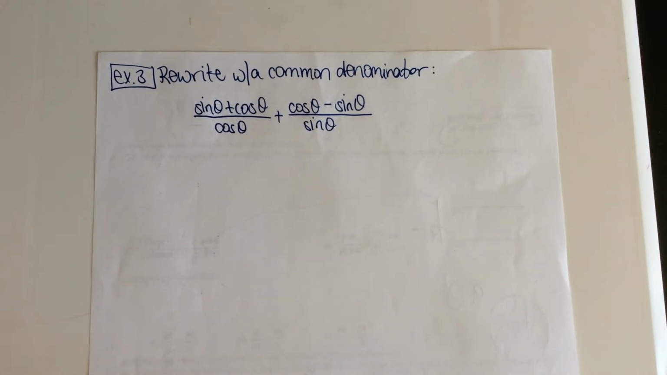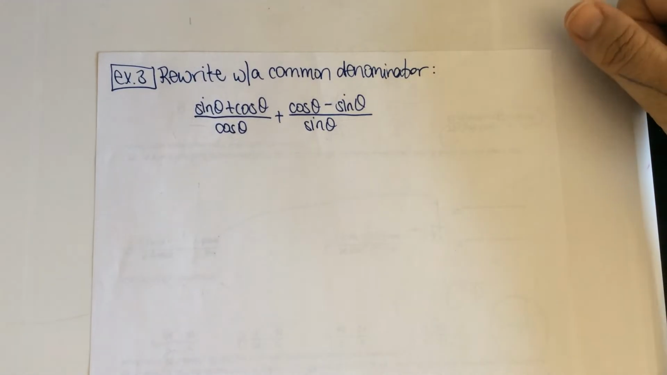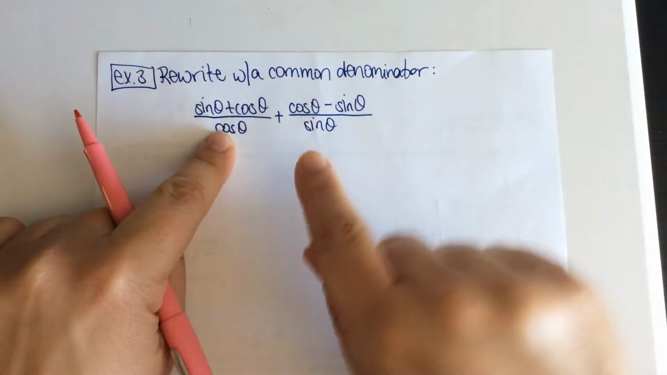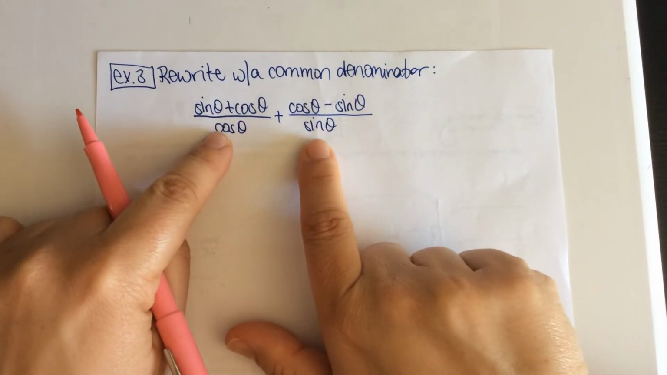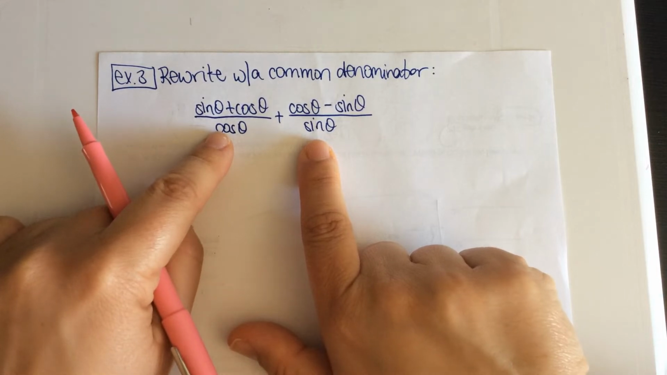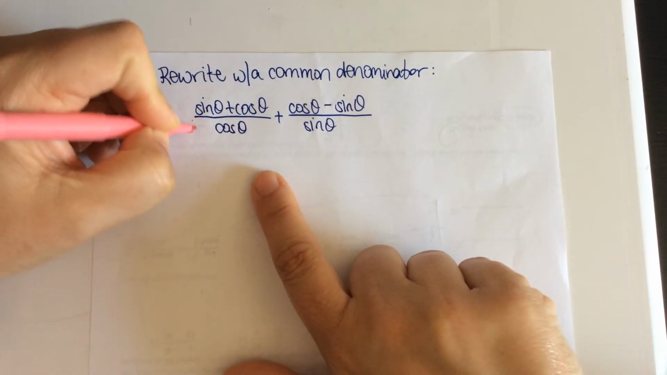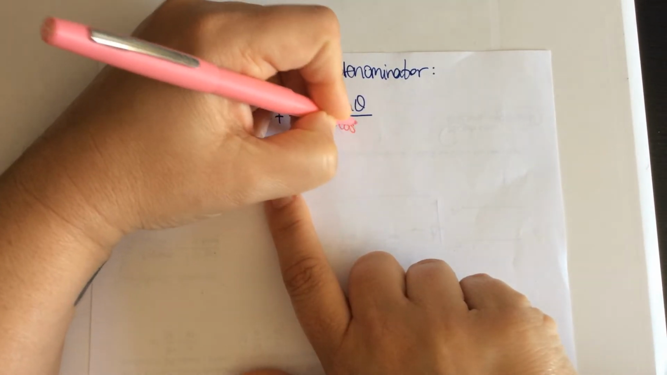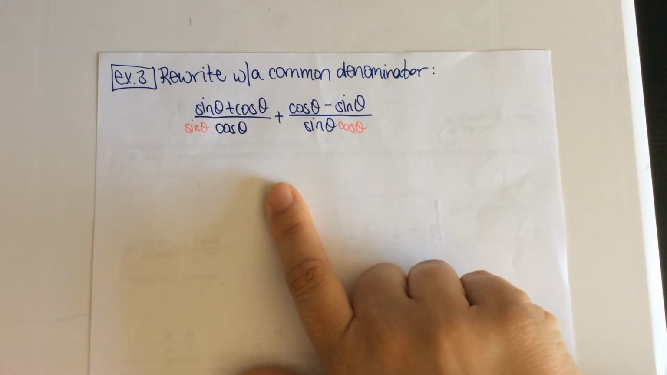Common denominator, we know what a common denominator is. They need to have the same denominator. This one has a cosine and this one has a sine. They both need to have a cosine and a sine. That's the only way to get them to be a common denominator. If I give this guy a sine and I give this guy a cosine. But you all know that we can't just do that. We can't just multiply wherever we want.